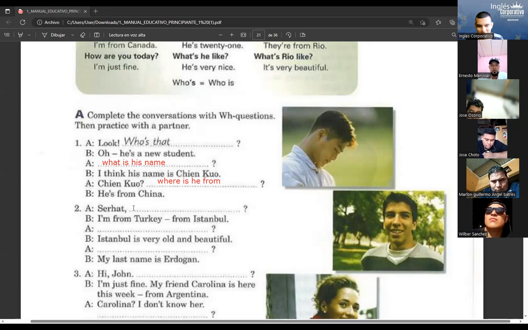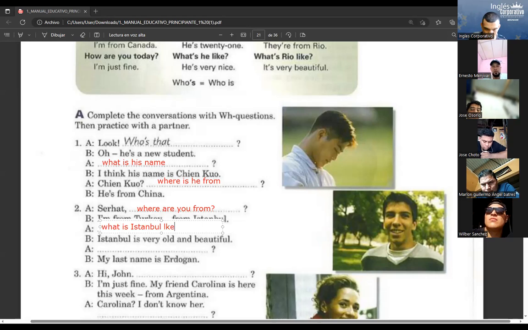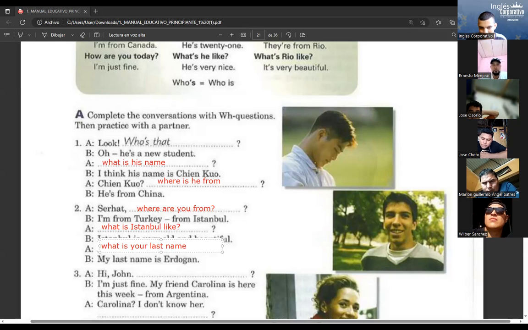Where are you from? I'm from Turkey, from Istanbul. What is Istanbul like? Oh, good. My last name is Erdogan. What is your last name?